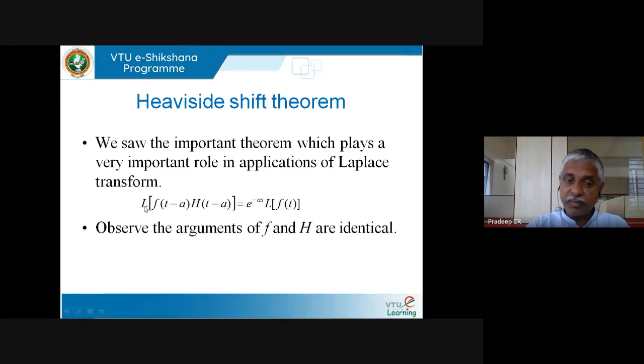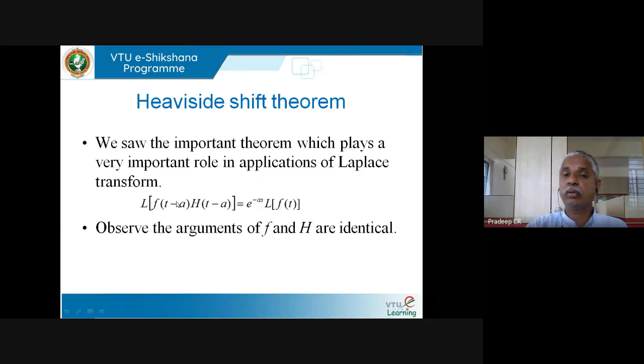What is it that you have to observe here? You have to find Laplace of f into h, where f and h both have the same argument. That was one reason why I wrote h in such a funny way, not h sub a. Only for mathematics would we have done that, but engineering people have this notation. Laplace of f of t minus a into h of t minus a is e^(-as) times Laplace of f(t). If I know Laplace of f(t), all I have to do is multiply by e^(-as). Again I'm emphasizing, the argument of f and the argument of h must both be the same. For example, if it is f of t and h of t minus a, this formula is not true. So all our efforts are towards making the argument also t minus a.